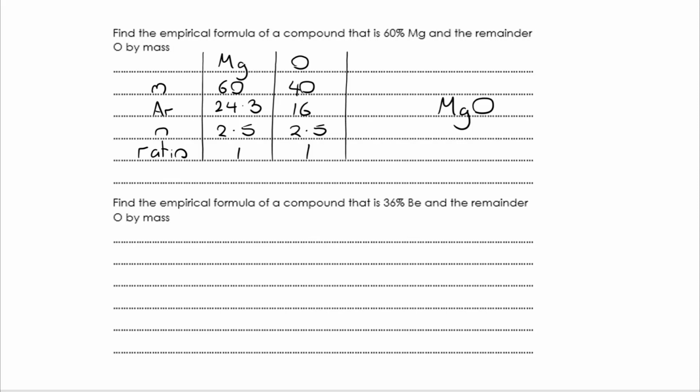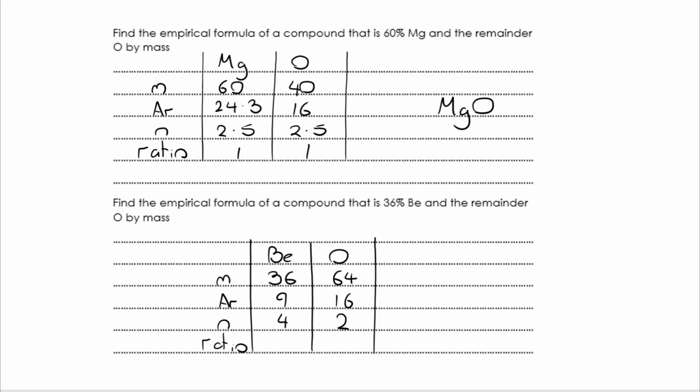On the next one, I've got 36% beryllium. I put my Be and O in. I construct my table. If it's 36% Be, it must be 64% O. I put my Ar values in. I do my n is m over Ar calculations, and I get 4 to 2. 4 to 2 is not the simplest whole number ratio. Both of them are divisible by 2, so that takes me down to 2 to 1, and that gives me a formula of Be2O.